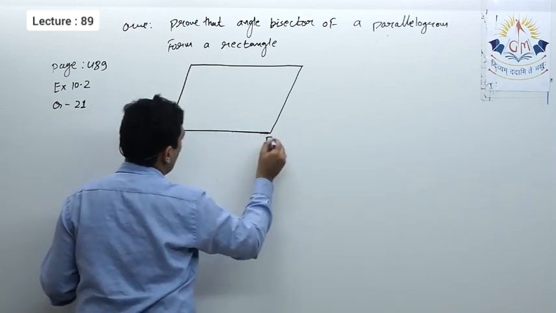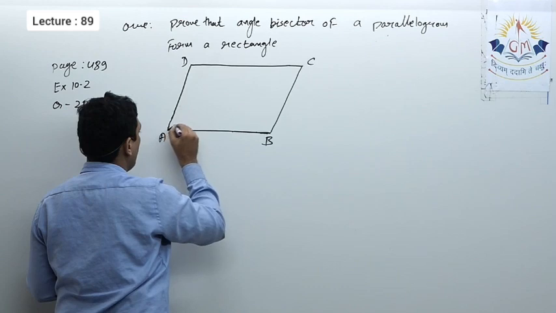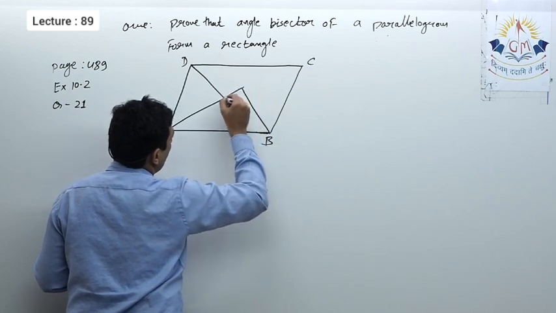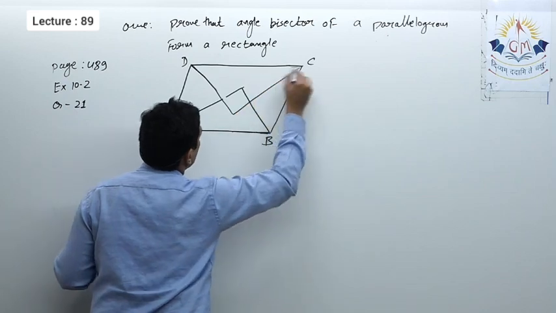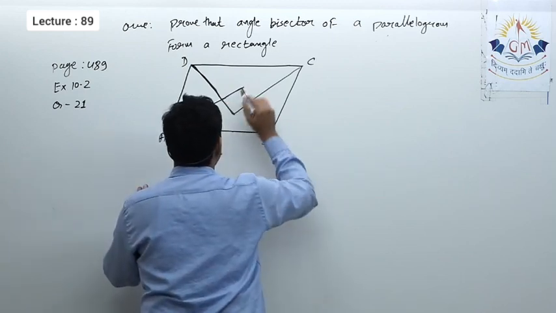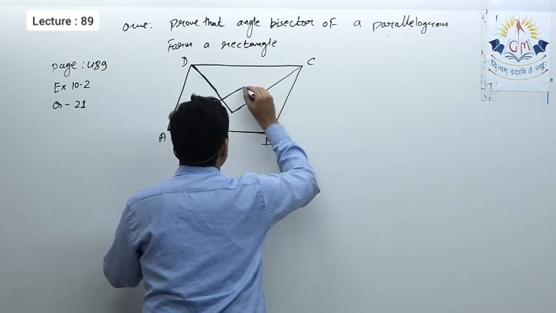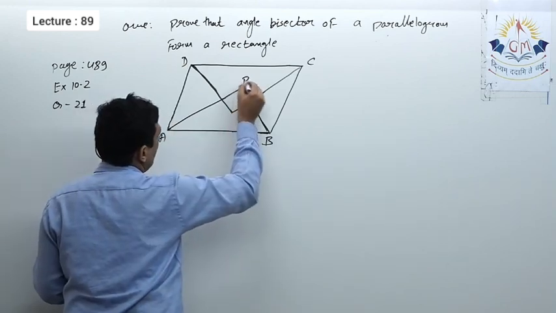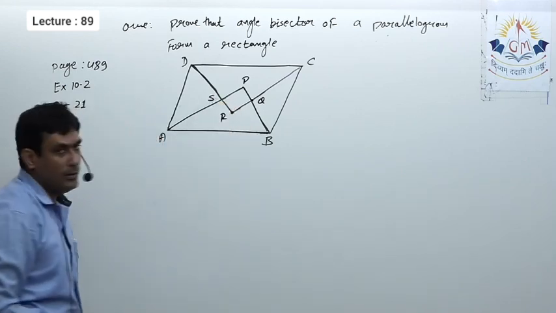So we have a parallelogram ABCD. Now if we draw the bisectors of all these angles in this way, we get a quadrilateral, which is what we obtain by the bisectors of the angles. Let this be PQRS. So this we have to prove is a rectangle.